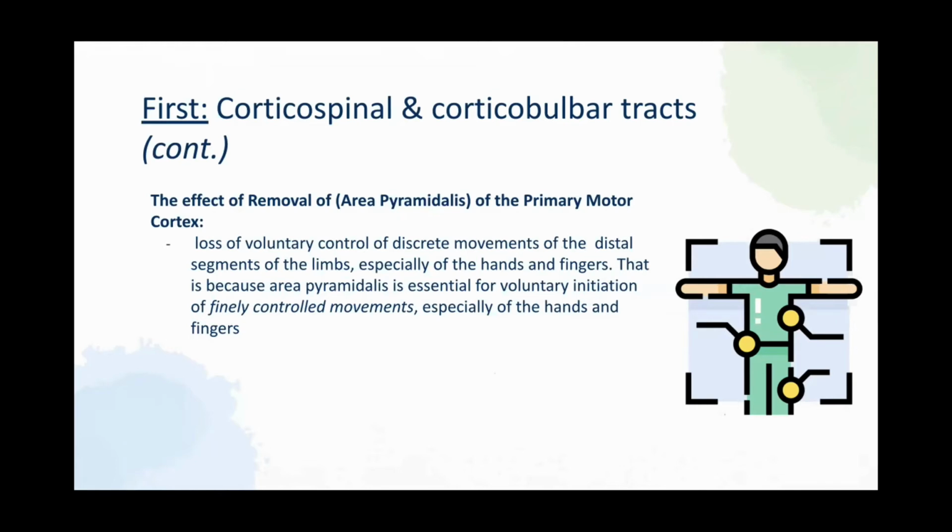Now ايش الeffect of removal of the area pyramidalis of the primary motor cortex. طبعا الarea pyramidalis هي area 4 اللي فيها pyramidal cells اللي هي البتز cells قلنا عنها قبل. فيصير عندنا loss of voluntary control زي ما قلنا قبل شوي. So it's loss of voluntary control of discrete movement of the limb, especially the hands and the fingers. Why? It's because the area pyramidalis is essential for voluntary initiation of finely controlled movements, especially in the hands and the fingers.